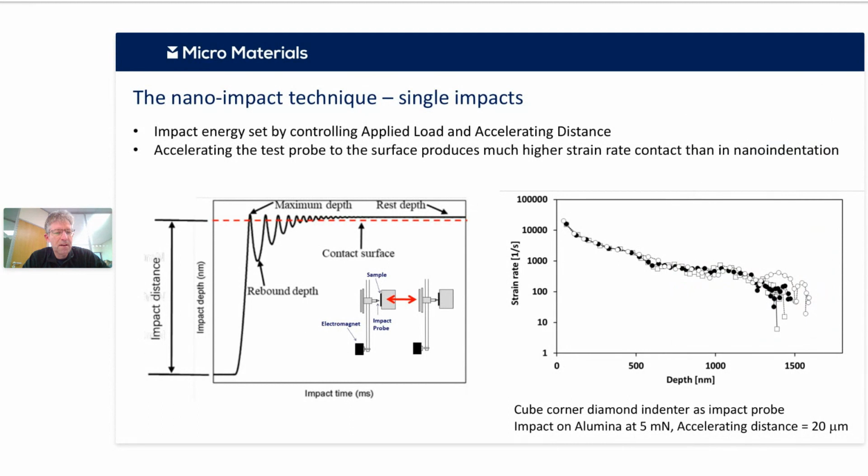If you look on the left there, you can see essentially it's something bouncing on the surface, and you get a residual deformation, a rest depth as it's called there. And if you look on the right, there are some examples with a cube corner indenter on alumina, a technical ceramic. Here you can see that the strain rate does drop through the test because it's a true impact test, but nevertheless those strain rates are exceedingly high through the majority of that test. So they're much, much higher than you would achieve in normal quasi-static indentation. So you have a real high strain rate test that you can do with this technique.